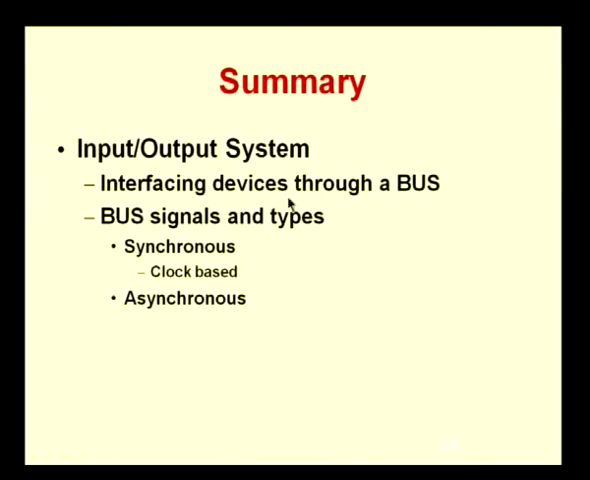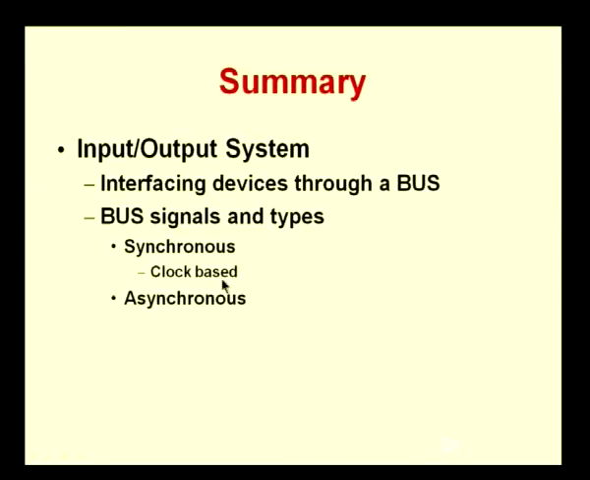To summarize, what we have looked at today essentially is the basics of how interfacing can be done. We looked at a very standard interface called the bus, that is, interfacing devices through a bus. We looked at the different types of signals that are normally used in a bus: address, data and control signals, and different types of buses, the IO bus and memory bus, and then we talked about synchronous and asynchronous buses. We particularly looked at the synchronous bus in detail. It is a clock based system. We looked at different timing with respect to a read and a write operation for a synchronous bus.